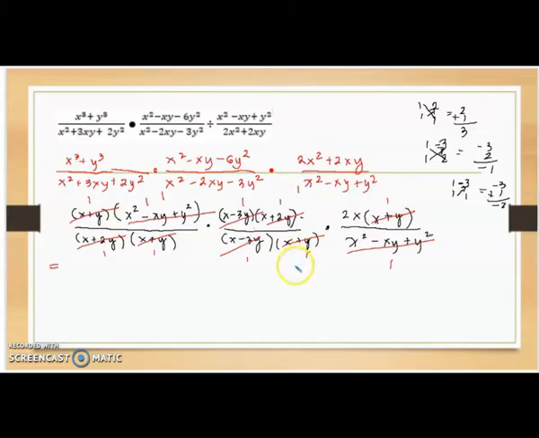And then multiply all remaining factors. So 1 times 1 times 1 times 1 times 2x times 1 is equal to 2x. And in the denominator, 1 times 1 times 1 times 1 times 1 equals 1. So 2x over 1 is equal to 2x. But what are the restricted values for x and y? x must not be equal to 0 and y must not be equal to 0.